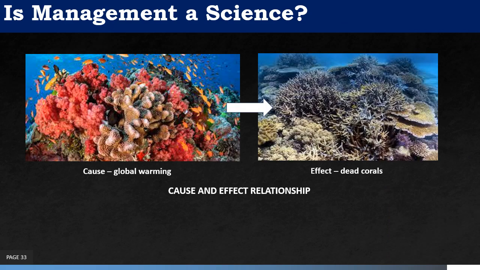Let me explain a little more about cause and effect relationship. On the left, you can see live corals, which are a home for a variety of marine creatures, which one can find underwater in the ocean. They are so sensitive that if water becomes warm, these corals die. So, due to global warming, these corals are disappearing, and so is the marine life. So, the cause is global warming and the effect is dead corals.